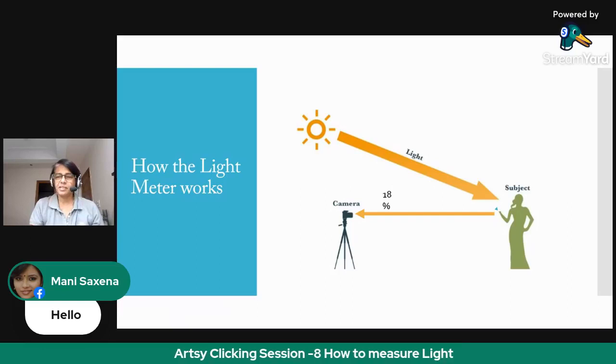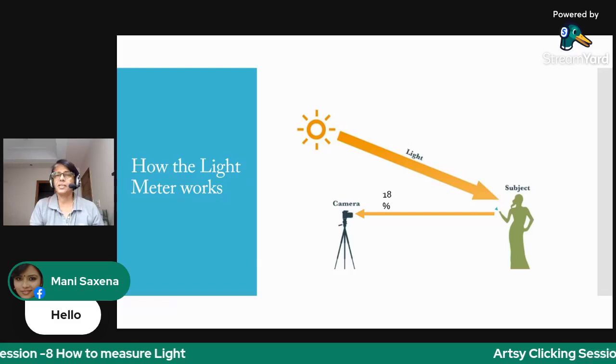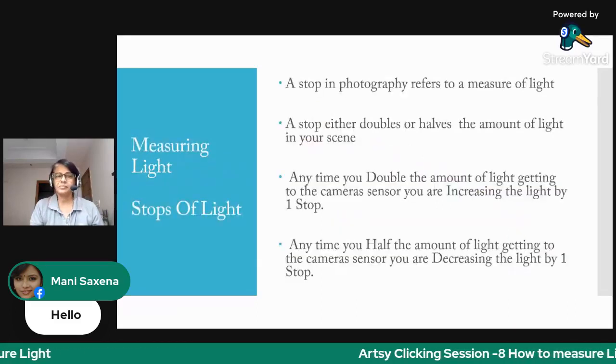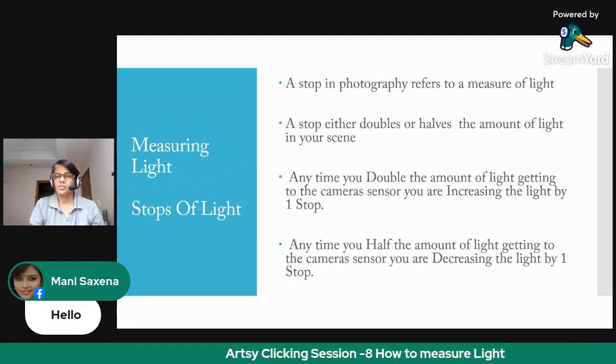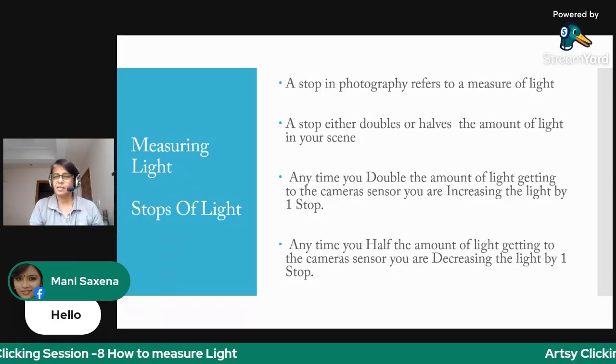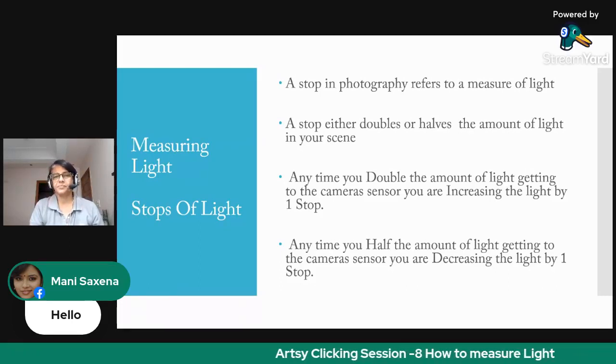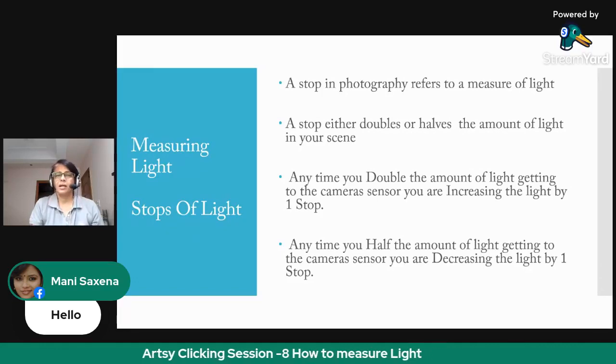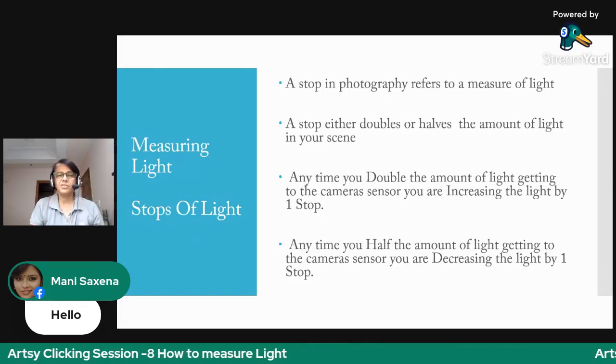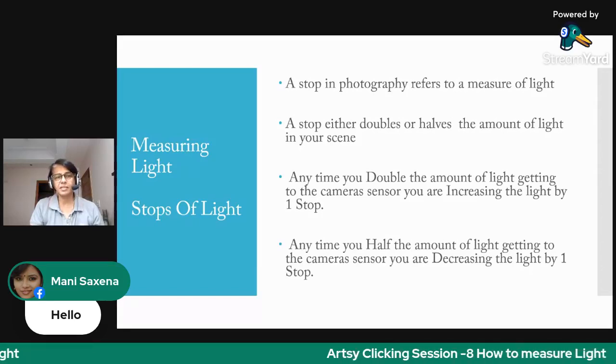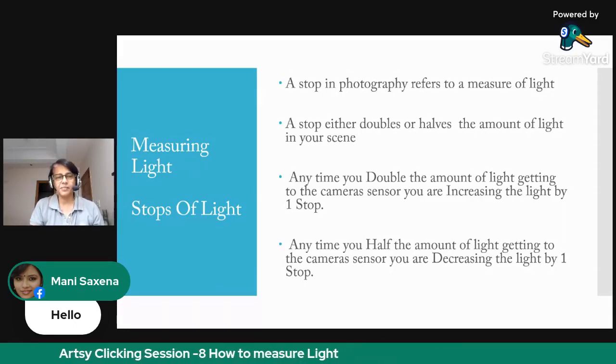So we will come back to it, but before that, let us try to understand what a stop means on a light meter. Stop is a language in which our camera talks and is a term which denotes a measurement of light. A stop in photography refers to a measure of light. A stop either doubles or halves the amount of light that goes inside your camera to create a scene.